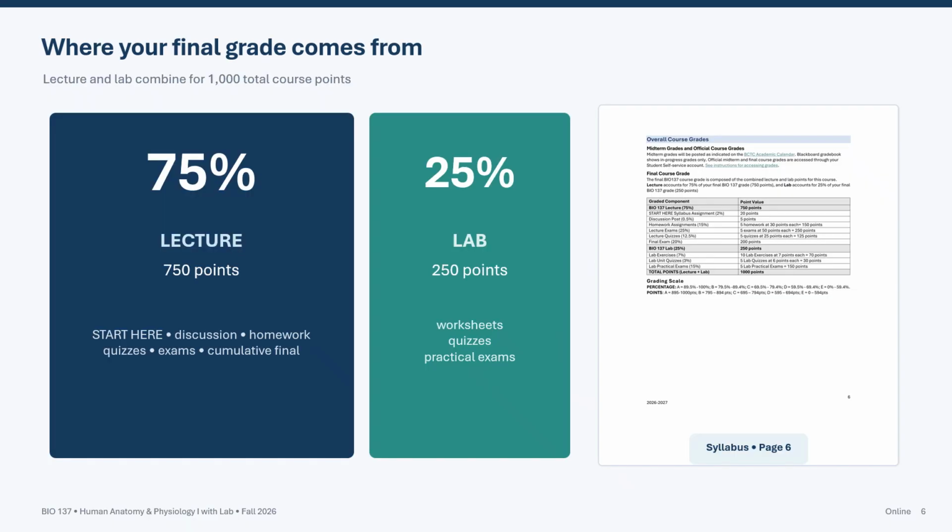Your final Bio 137 grade combines lecture and lab points. Lecture is worth 750 points, or 75% of the course grade. Lab is worth 250 points, or 25% of the course grade. Together, the course totals 1,000 points.